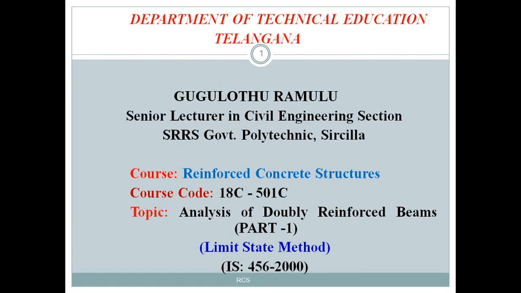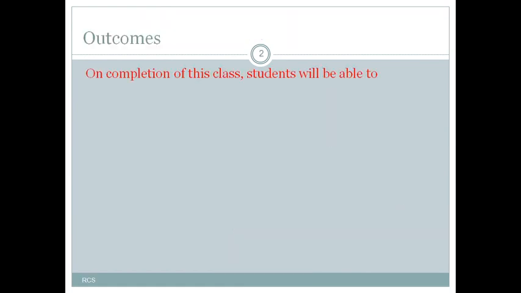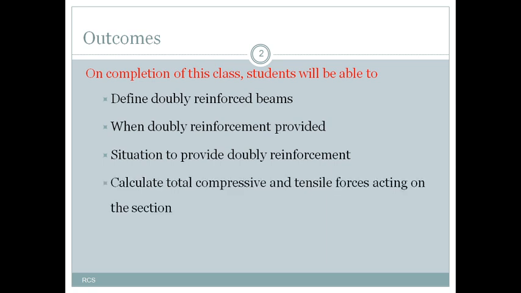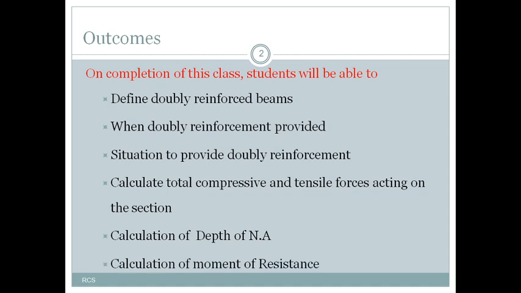In this class, I am going to discuss the analysis of doubly reinforced beams. The outcomes of today's lecture are like this. After completion of this class, you will be able to know the definition of doubly reinforced beams, when the doubly reinforcement should be provided and in which situation we'll use it, how to calculate total compressive and tensile forces acting on the doubly reinforced section, and as usual how to calculate the depth of neutral axis, and finally how to calculate the moment of resistance.